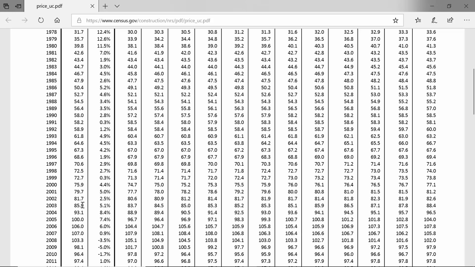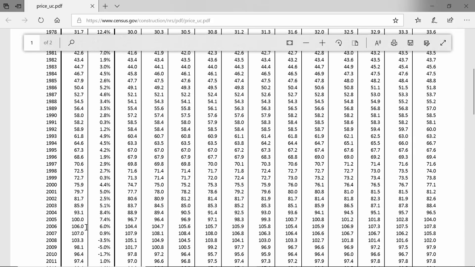No, a new house wasn't $100. Inflation is bad, but it's not that bad. But just think in terms of if it was $100 in 2005, then what happened in 2006? Now it's $106. So that gives you an idea that between 2005 and 2006, the price of a new single-family home increased by 6% just in the course of 1 year.